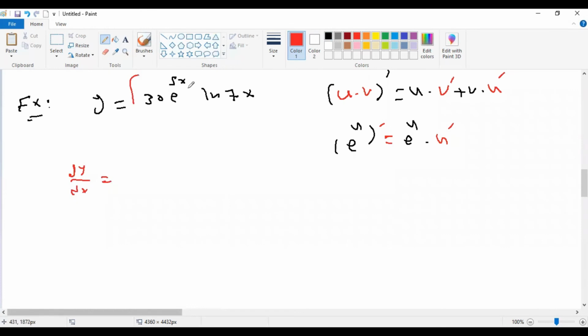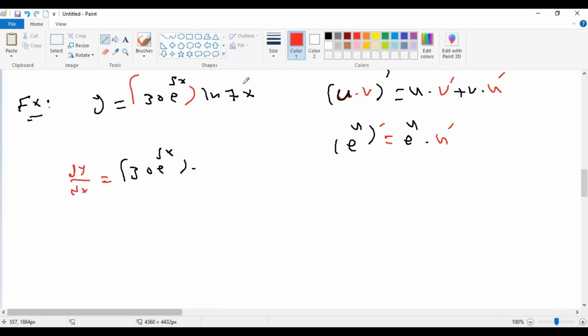Now this one, the first one we said is the first, rewrite it. See the rule, u v prime. So now here what do I have? I have u times v. So u is 30 e to the power 5x. So the first one is 30 e to the power 5x. This is the first one. Multiply by the derivative of ln 7x, so times the derivative of ln u.